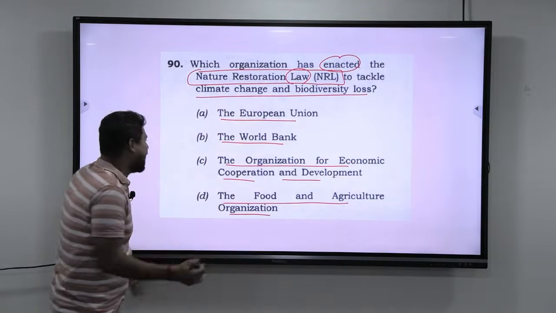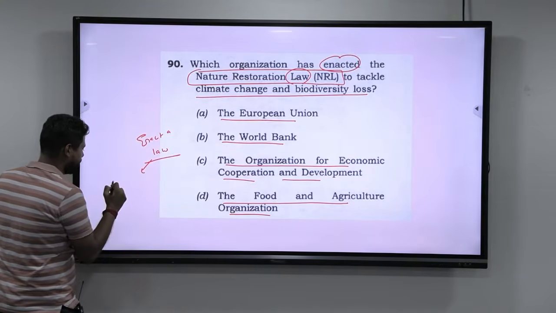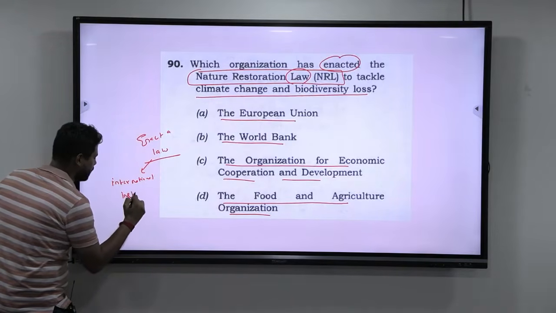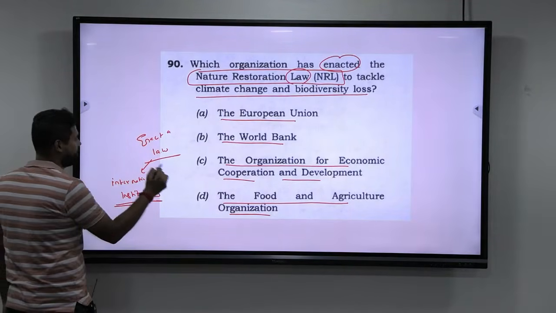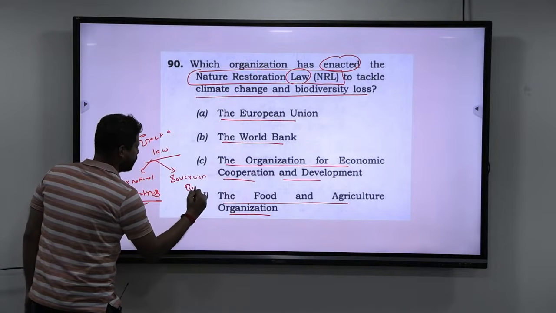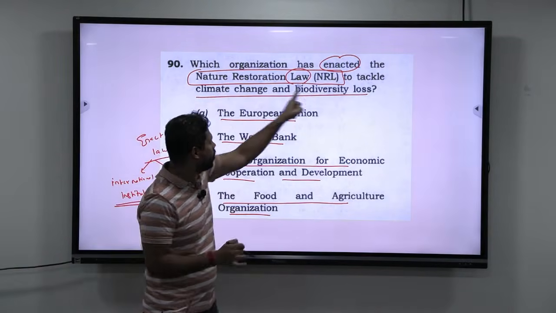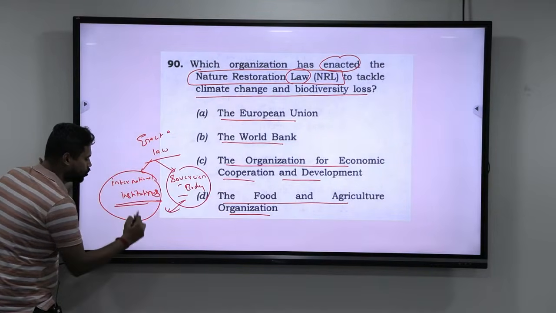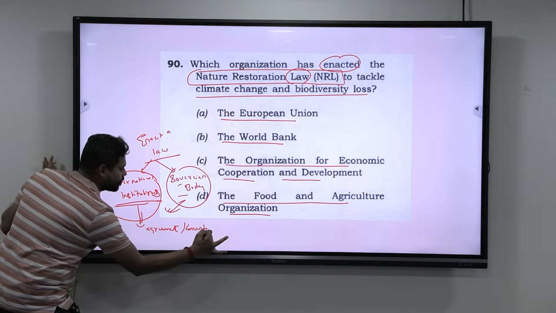Now, who can enact a law? Can a law be enacted by any international organization, international institutions, or can it be enacted by a sovereign body? Who can enact a law? Please tell me. Now, if you lose this logic, which organization has enacted this law? Only a sovereign body can enact a law. International institutions can only pass agreements and conventions. I hope you're understanding this.